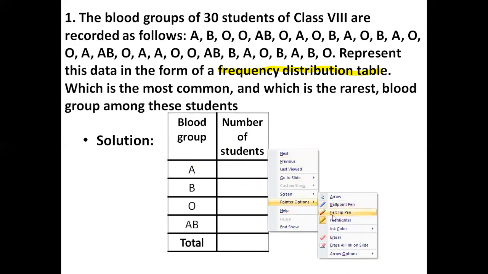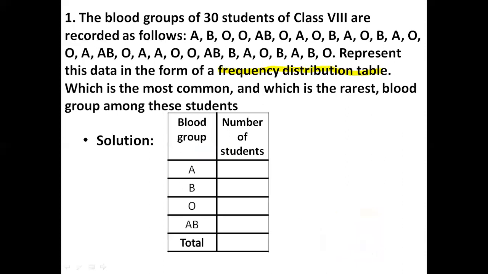Now we will count the students who have blood group A. We will just cancel them as we count: 1, 2, 3, 4, 5, 6, 7, 8, and 9. So we have 9 students having blood group A.